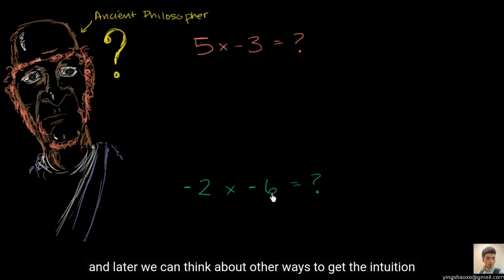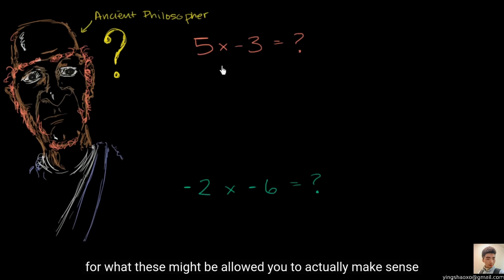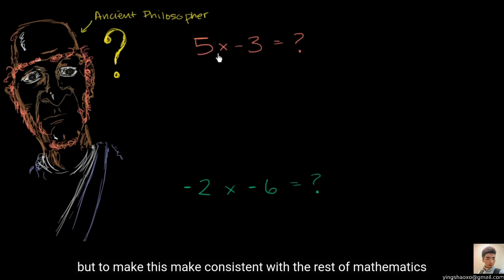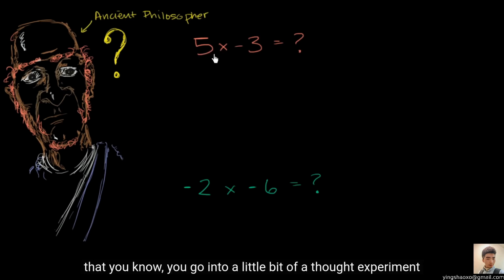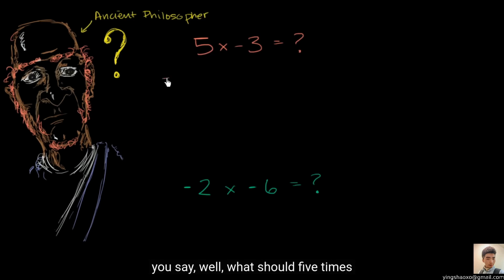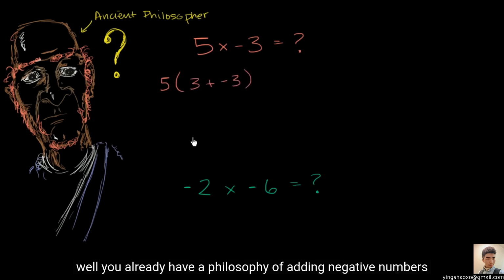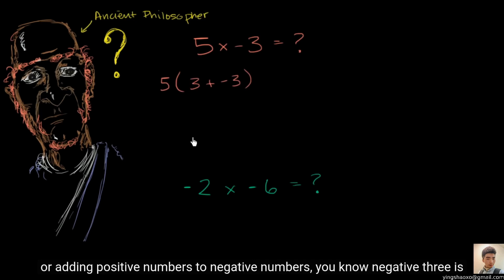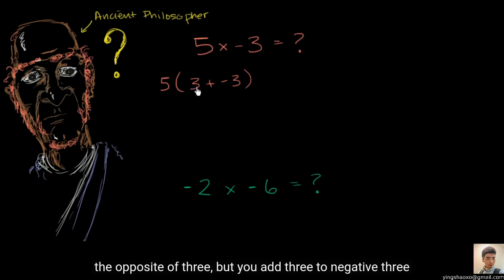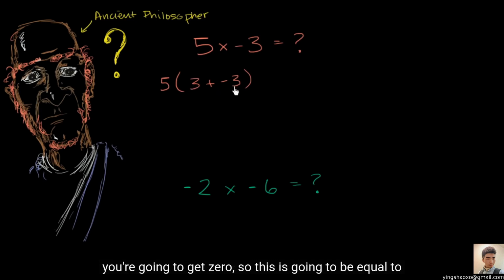And later we can think about other ways to get the intuition for what these might be and why it actually makes sense. But to make this consistent with the rest of the mathematics that you know, you go into a little bit of a thought experiment. You say, well, what should 5 times 3 plus negative 3 be? Well, you already have a philosophy of adding negative numbers or adding positive to negative numbers. You know that negative 3 is the opposite of 3. If you add 3 to negative 3, you're going to get 0.